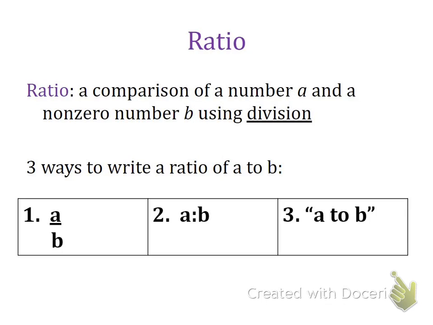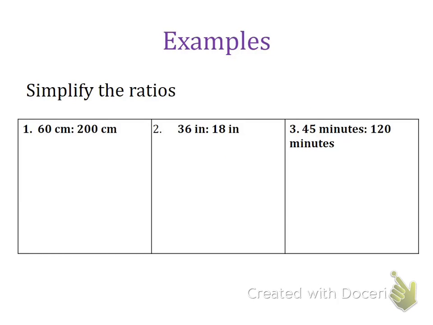So there are 3 ways to write the ratio of A to B. Simplify the ratios. All right, so we'll need our calculators. That's okay if we don't have one right this second. 60 centimeters to 200 centimeters. What number do you think goes into each? All right, so if we divide both by 10. Okay, what's 60 divided by 10? Okay, so 6 centimeters. What's 200 divided by 10?